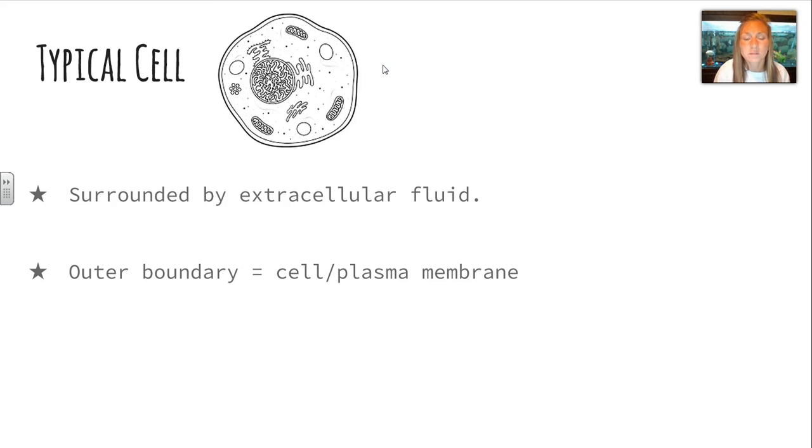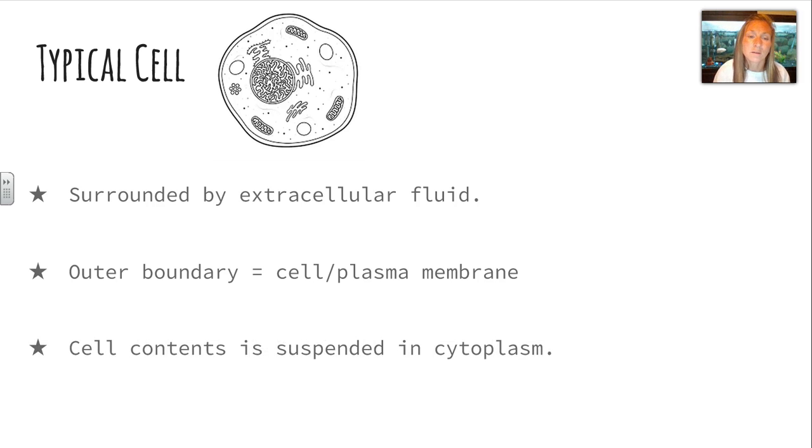So a cell membrane is also known as a plasma membrane, and that's just the outer boundary of the cell that keeps in all of the contents and separates the cell from the outside and from the cytoplasm. So the contents are suspended in the cytoplasm, which is just this fluid-like center. Again, just as the cells are suspended in an extracellular fluid, the organelles within the cell are suspended in a fluid known as the cytoplasm. It can also be called the cytosol.